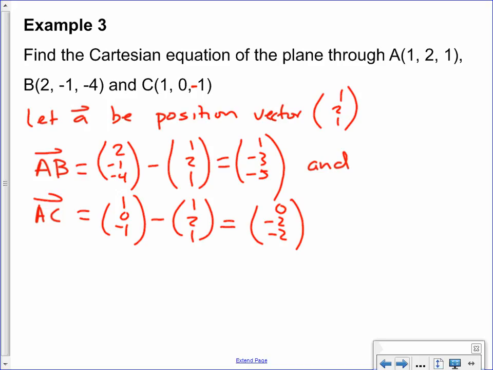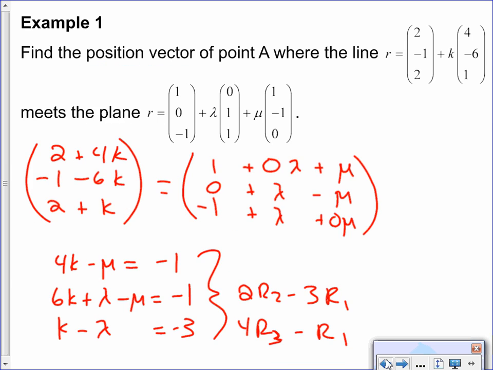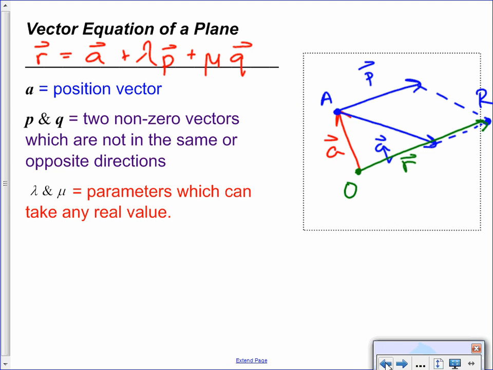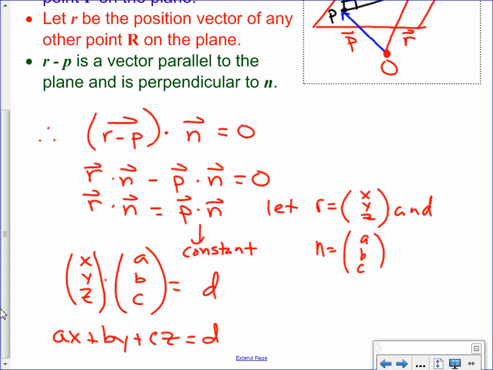Here's what I'm looking at. Going back to the normal, I'm just going to go PQR. What I'm trying to prove is that the two products are equal to each other.